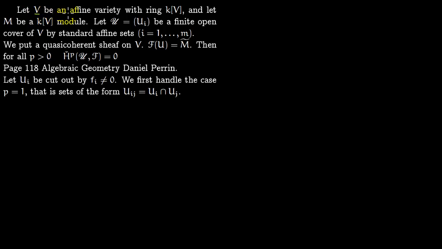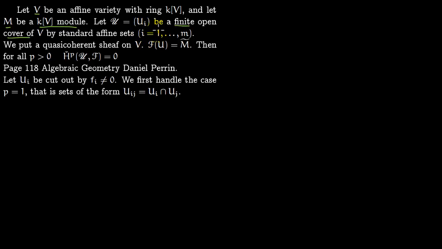So let V be an affine variety with the coordinate ring K of V, and let M be a K[V] module. And let this curly U be the cover of this V. So these U_i completely cover our affine variety V, and this cover is finite. So these U_i are finite open sets. So we have a finite open cover of V by the standard affine sets.